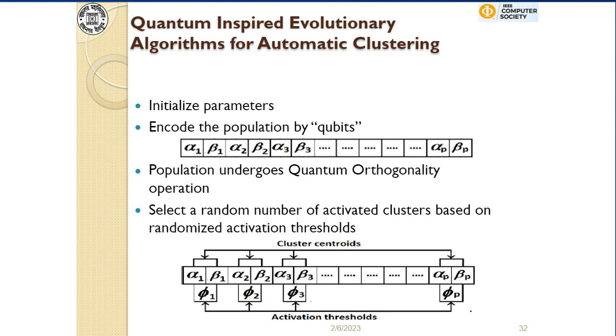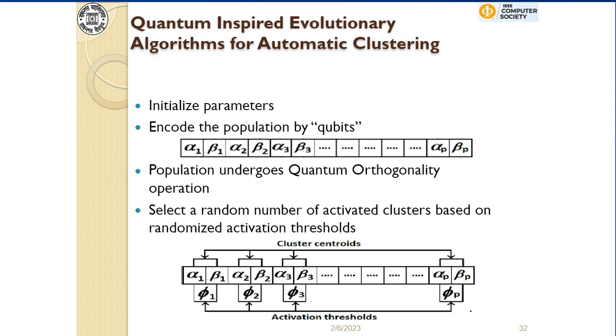But here you have these qubits taking the place of these bits or the real coded genetic algorithms. And then, to ensure that the qubits are valid, because these are generated randomly, you have to perform this quantum orthogonality, which ensures that alpha square plus beta square in all the cases is equal to 1. After that, we arrive at a solution comprising valid qubits.